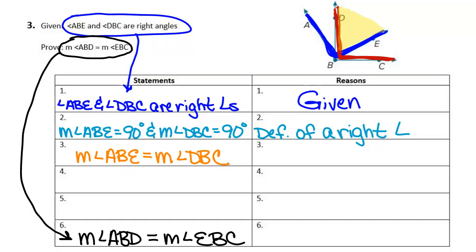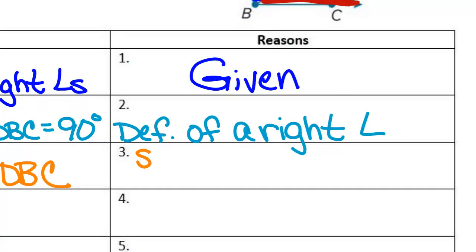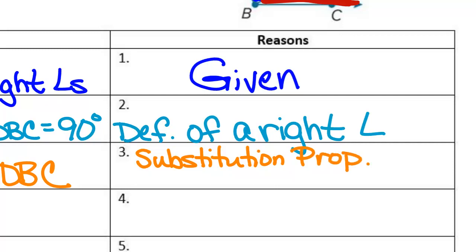There we go. We could use substitution to say this, because I could say, well, I'm going to take the 90 out from right here, and I'm going to replace it with DBC. That would be substitution. Or we can use the transitive property here. ABE is equal to 90. DBC is also equal to 90, so they have to be equal to each other. That's the transitive property. So substitution or transitive property.